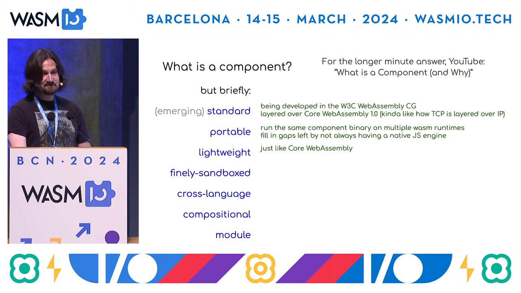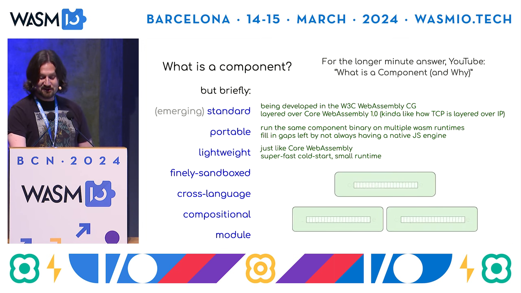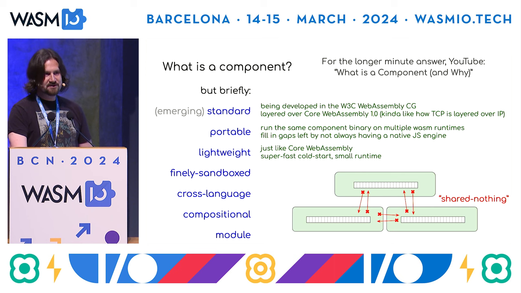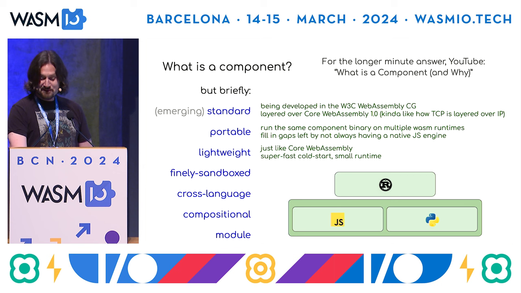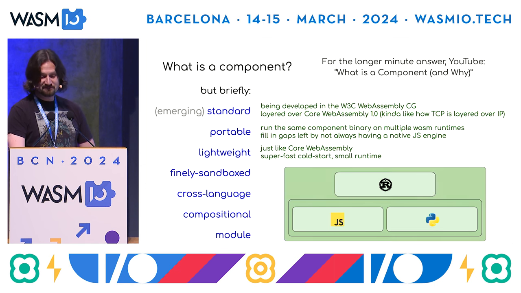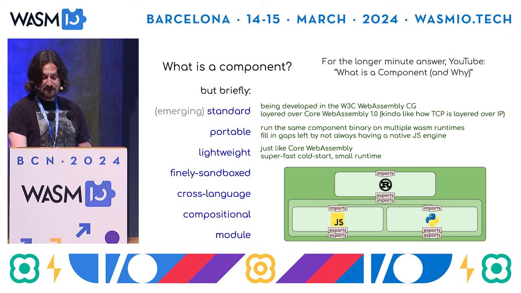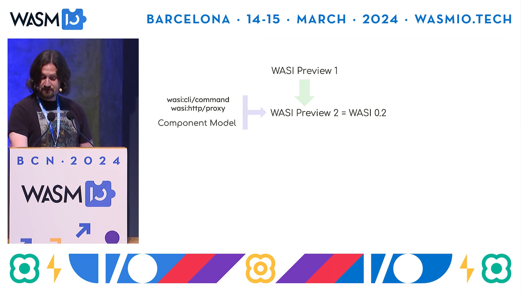We want components to be lightweight, just like Core WebAssembly, which means super fast cold starts and having a small runtime. We want components to be finely sandboxed so that they encapsulate their own core memory and table states, preventing access from other component instances, which we usually refer to by saying that components are shared nothing. And we want components to be cross-language, so we compile them from different languages and have them interoperate. And then we want to be able to compose components, and that produces a component, so we can compose them again, and on and on. And lastly, components are modules, meaning that their public interface is defined in terms of the familiar concepts of imports and exports. So that's what's in WASI 0.2.